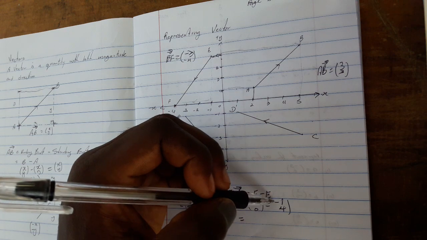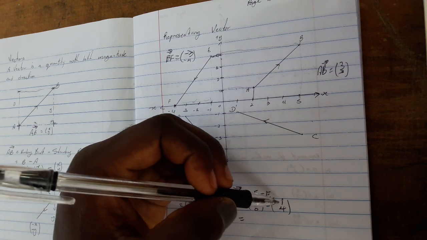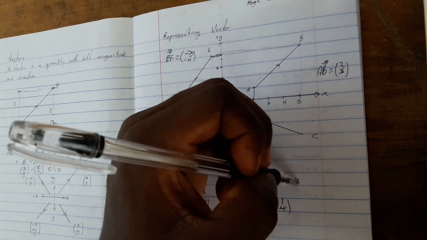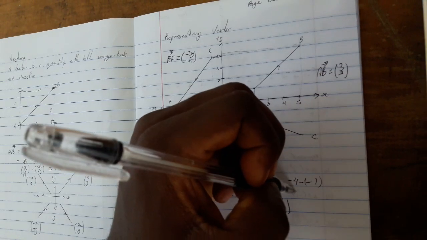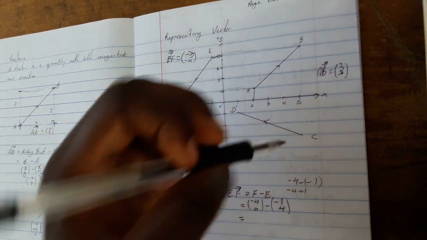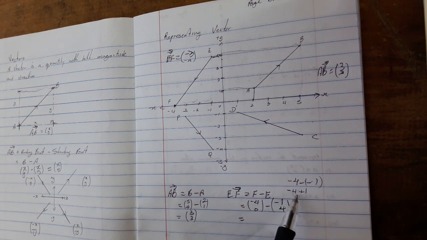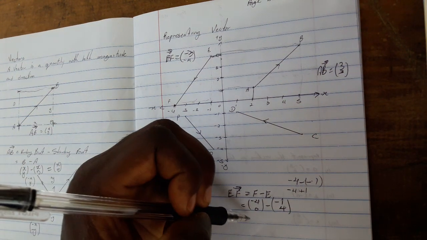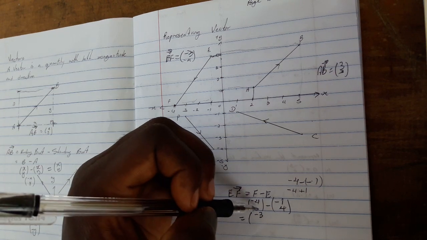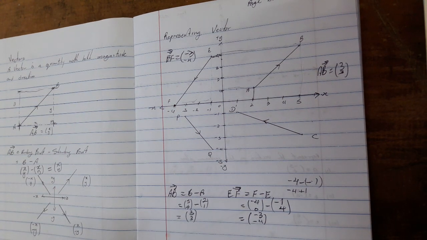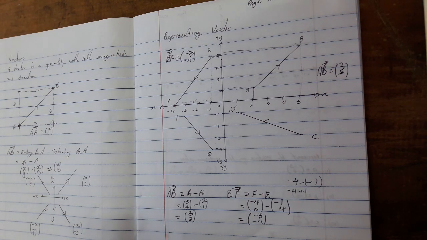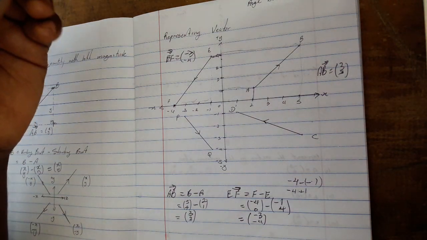So what does this become? -4 minus -1. We know that these two become positive, so it is actually -4 plus 1. Now when operating on terms with different signs, we subtract the terms and the answer takes the sign of the larger term. So this becomes a -3, and 0 minus 4 is -4. Pretty simple. We can observe the vector and we can also calculate it. But in the examination, you will have to calculate it because you have to show some form of working.